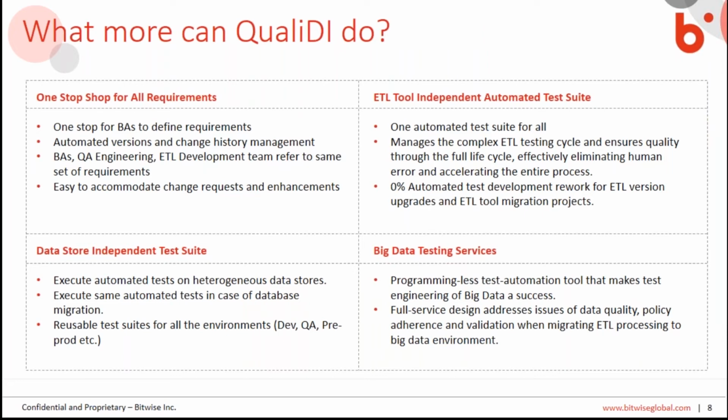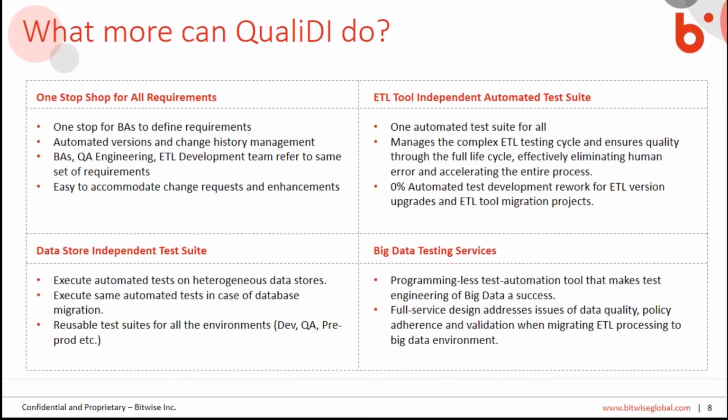QualiDI acts as a one-stop shop for everyone in your team to refer to requirements. All the changes are automatically recorded, and users can even select two different versions from history to compare the changes made over time. QualiDI does not depend on your choice of ETL tool. That means you can use QualiDI to test any ETL graph. This also helps in case of technology migration and version upgrades. No rework is required to enable your existing automated test suites.